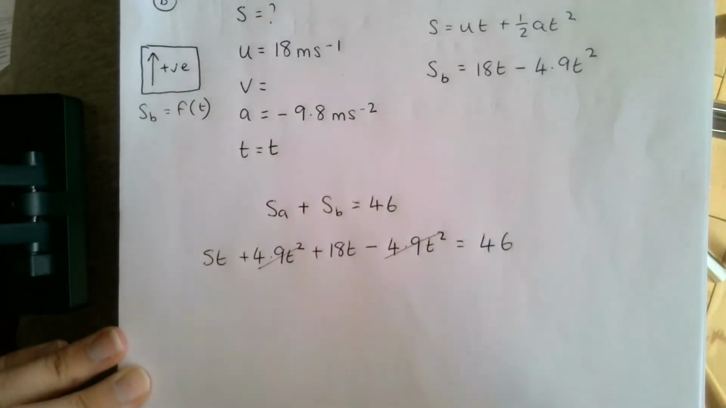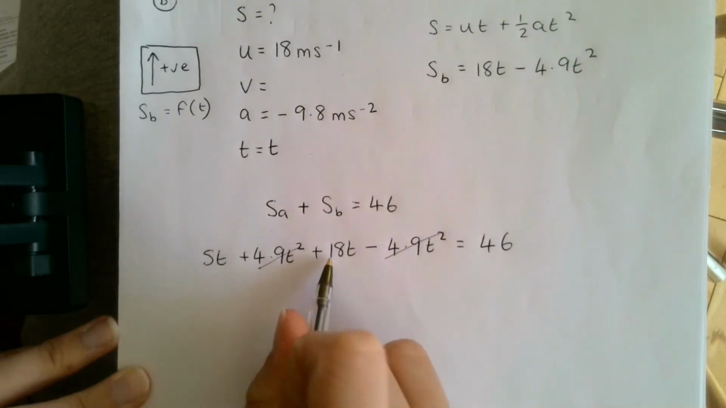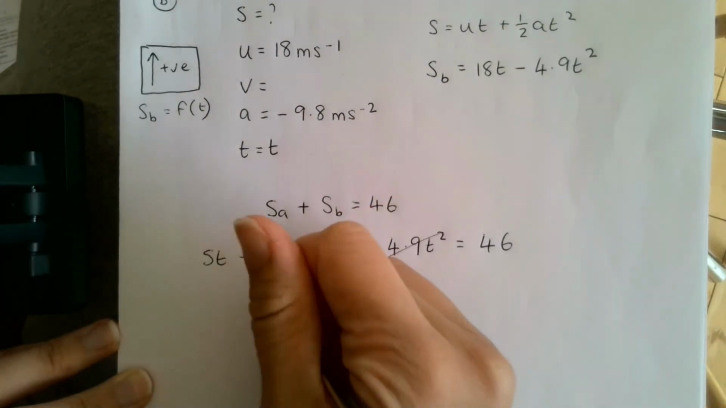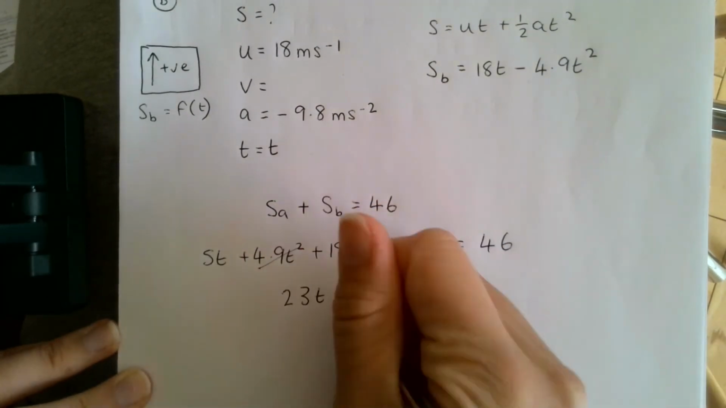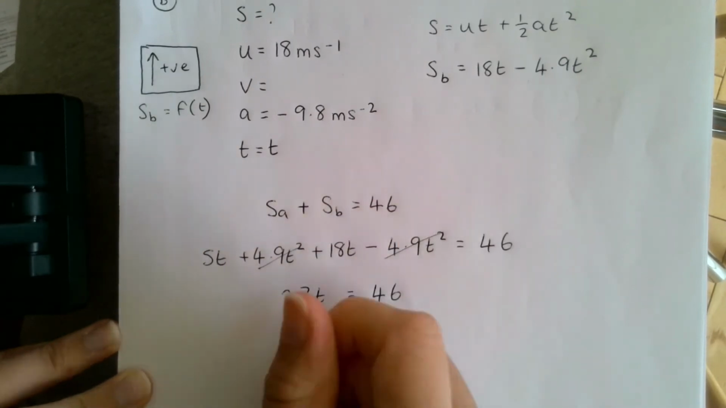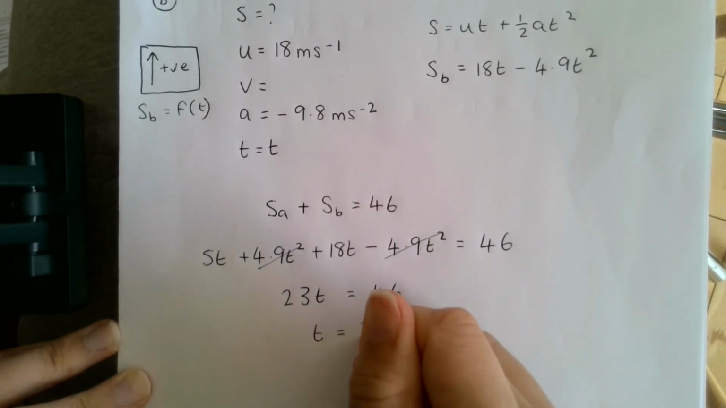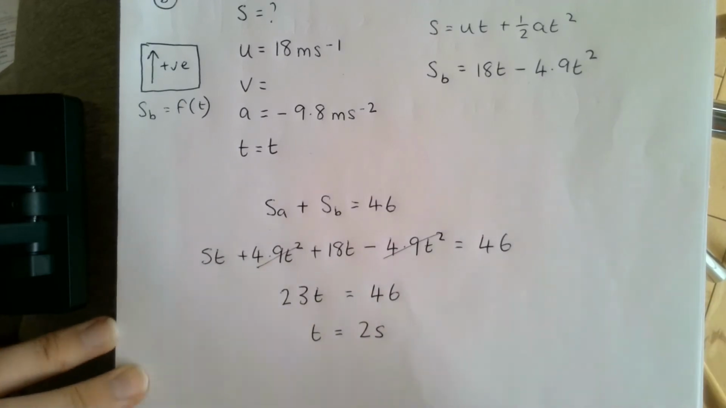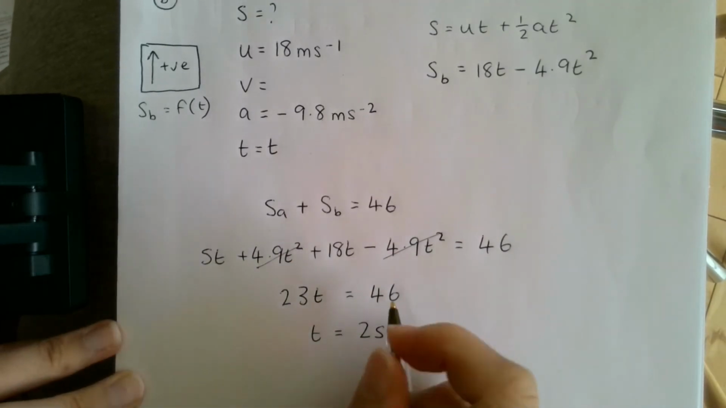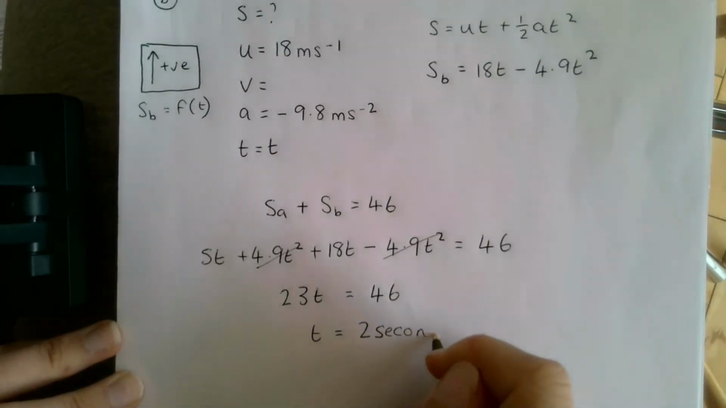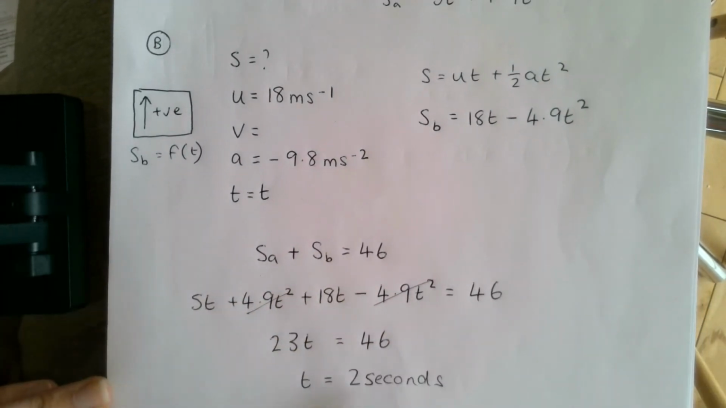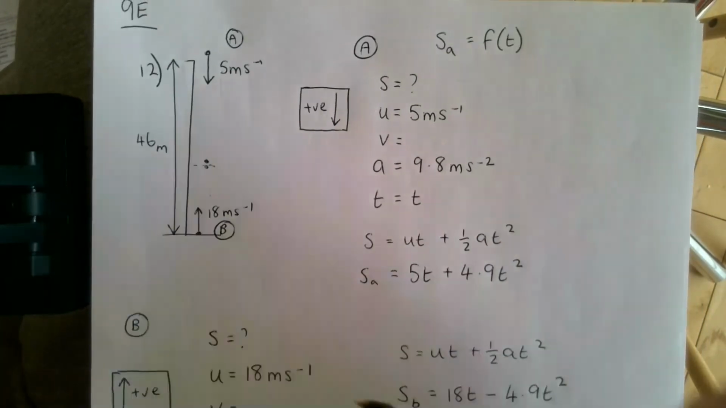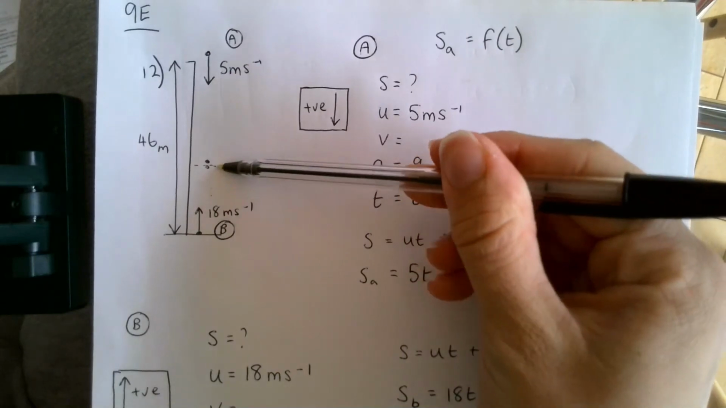Those 4.9t squared terms are going to cancel each other out. So I've got 5t plus 18t, which is 23t, equal to 46. And I can therefore see that the time is 2 seconds. So after 2 seconds, sorry, that looks a bit like a 5, that's meant to be an s. After 2 seconds, that is the instant when the two balls will collide.